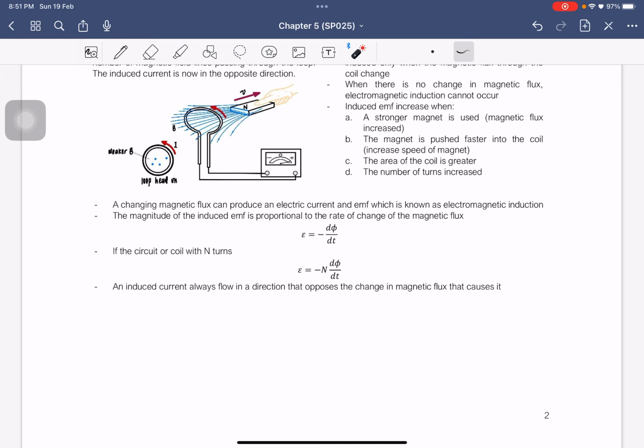Okay, so the magnitude of this induced EMF is proportional to the rate of change of the magnetic flux. Actually it should be like this. So if the circuit or coil has a certain number of turns, we can write the equation to be equal to this one. So an induced current will always flow in the direction that opposes the change in magnetic flux that causes it. So that's why there is a negative here. So it's basically telling us that the induced current will flow in a direction that opposes the change in magnetic flux that causes it. Okay.